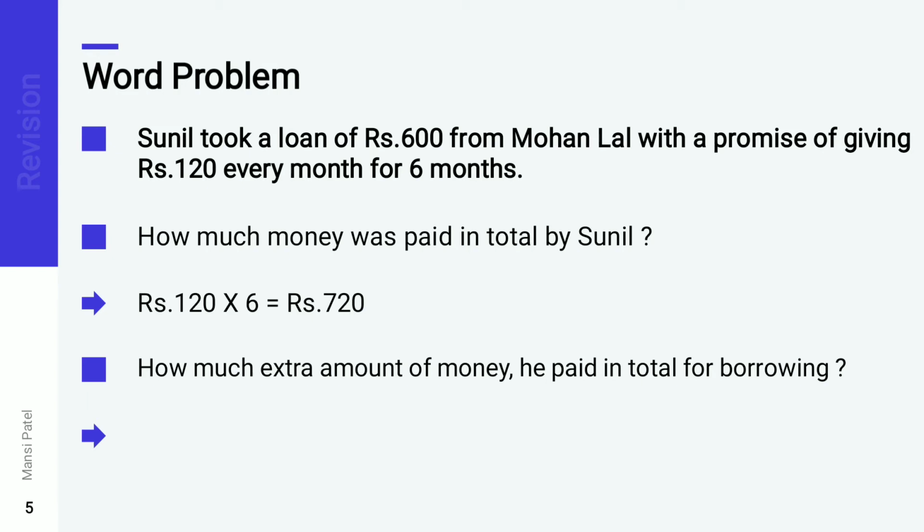Amount of interest means what? That is the extra money. Extra amount is known as the amount of interest. Now do the subtraction. 720 minus 600. Then how much? Yes, we know that rupees 120 is the extra amount of money that he paid in total at the time of borrowing.